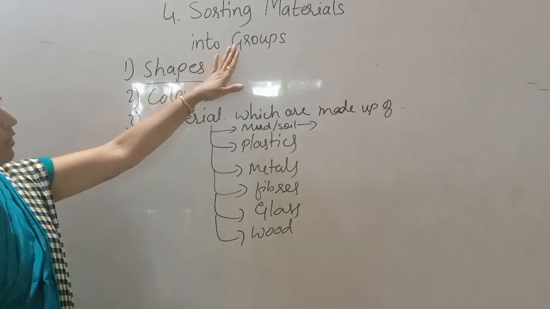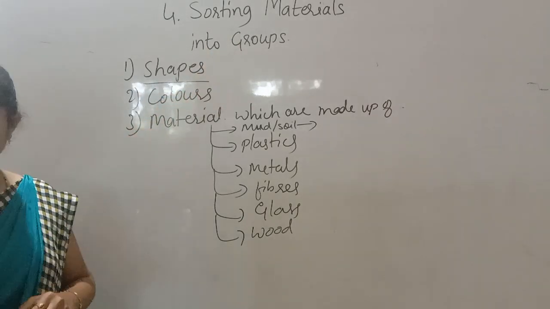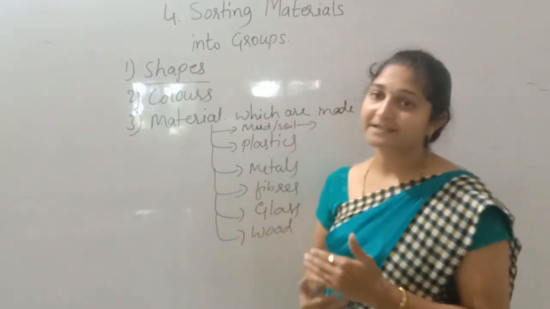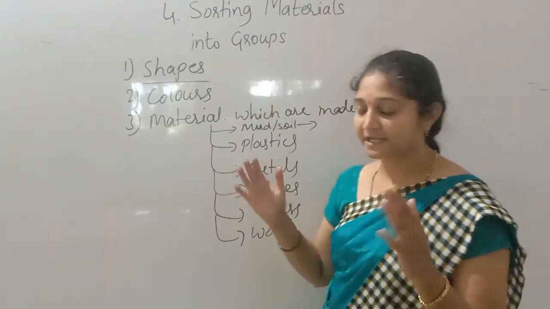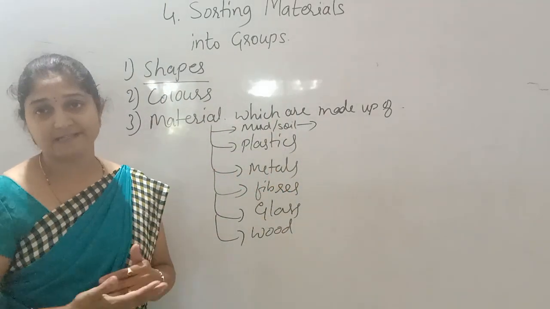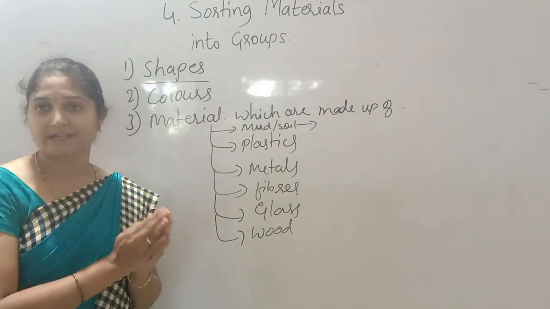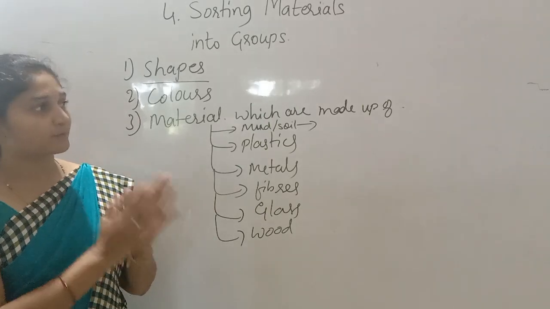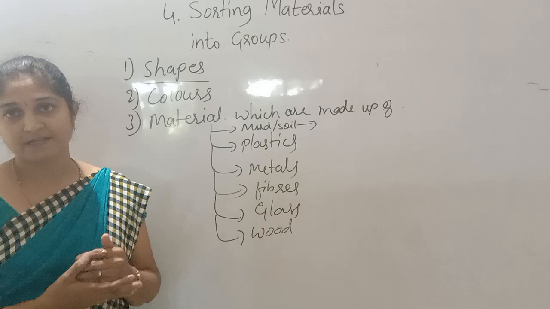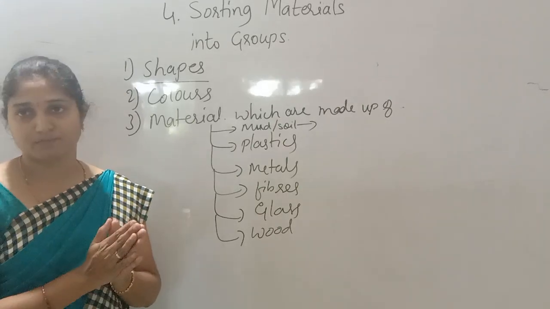Here, sorting materials into groups. Groups means, I told you, what is that group? The similarities showing the number of components or number of things which are going to be on one side. They are going to be showing their similar properties. That is what we used to say is a group.